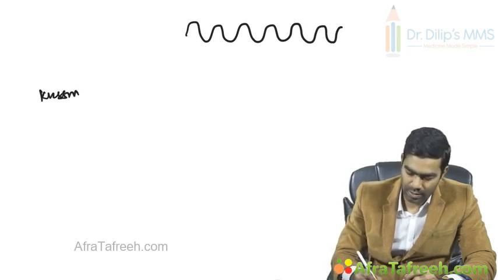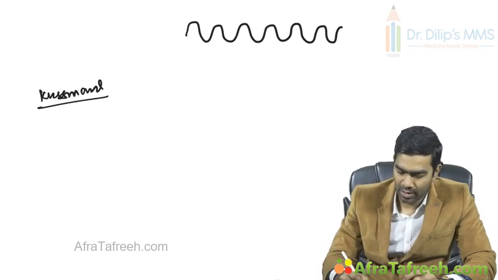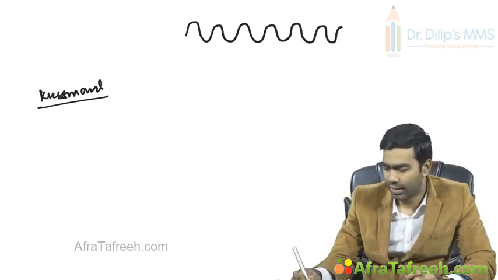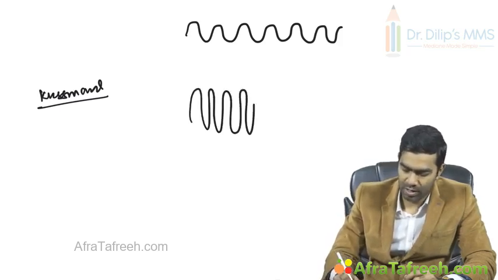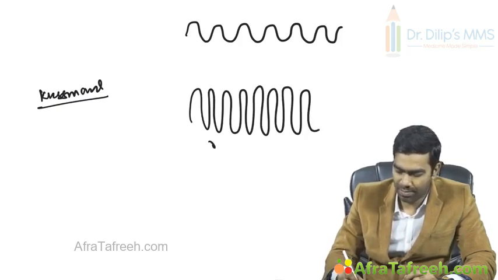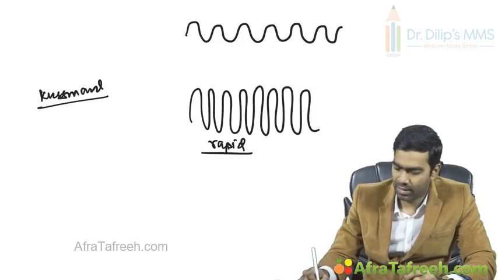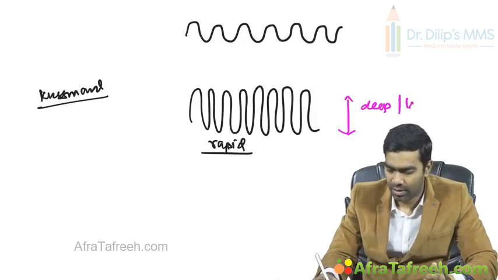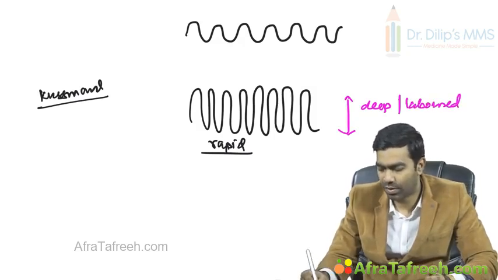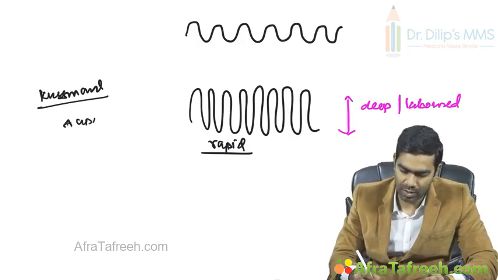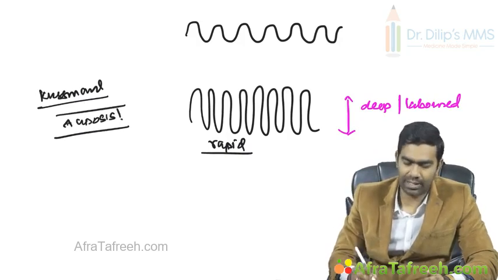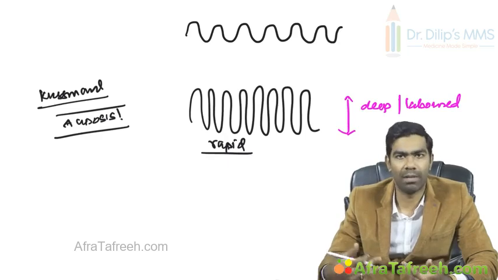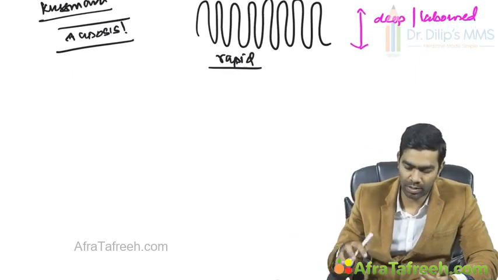First is Kussmaul's breathing. So what is Kussmaul's breathing? I'm going to draw something like this. Kussmaul's breathing is nothing but a rapid one. So let me draw like this. You can see it's rapid, number one. At the same time, it's very deep and labored breathing. Rapid, deep and labored breathing. So this is what we refer to as Kussmaul's breathing. It typically happens in any acidotic states. Classic example is DKA, diabetic ketoacidosis, but it can happen in any acidotic states. You can get this rapid, deep, labored breathing. So that is typically called Kussmaul's breathing.